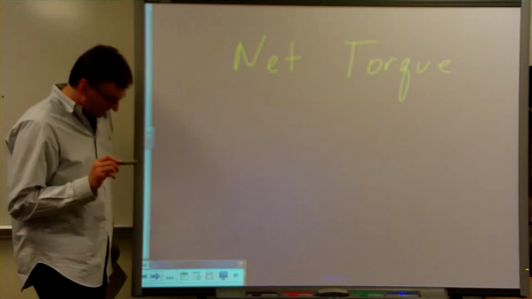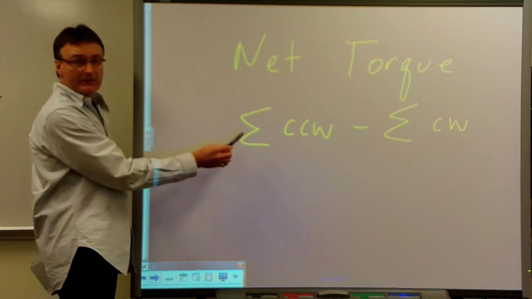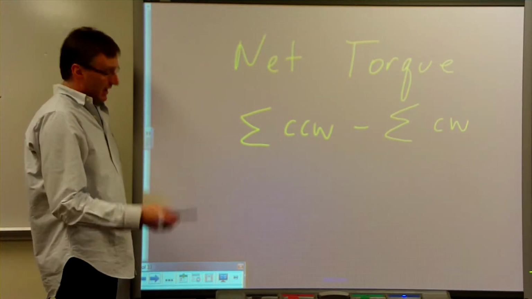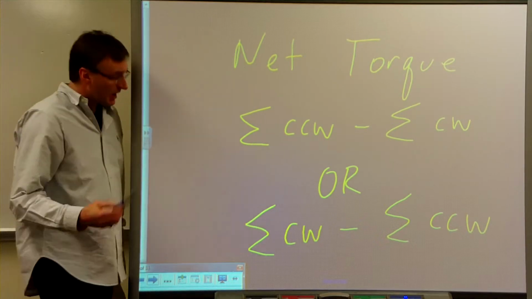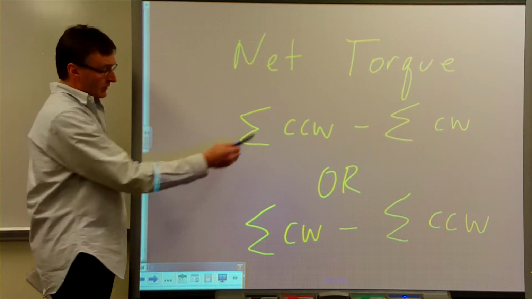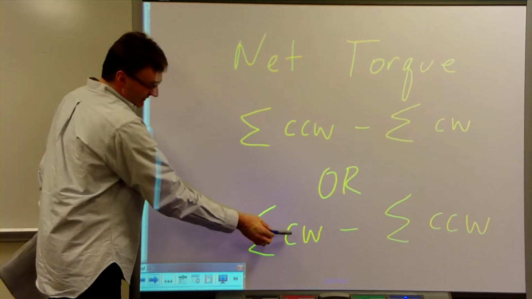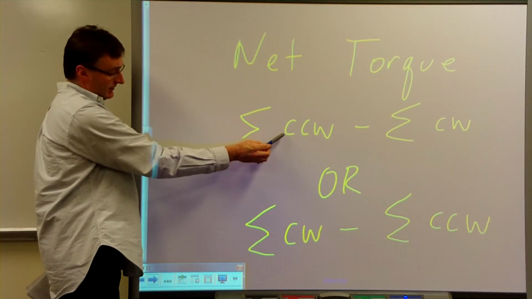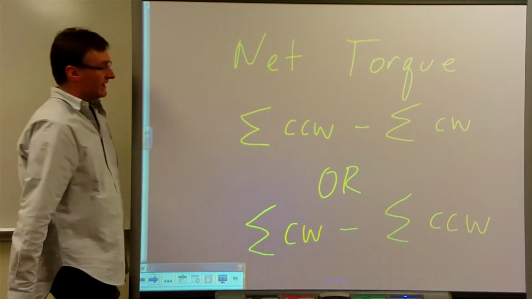So the last thing that we need to talk about is just net torque, and that's simply where you look at the sum of the torques in the counterclockwise direction minus the clockwise direction, or the sum of the torques in the clockwise direction minus the sum of the torques in the counterclockwise direction, whichever one is larger. So if this one is larger, then you would go this way. If this one is larger, then you would go this way. So in this case, your net torque would be counterclockwise. In this case, your net torque would be clockwise.